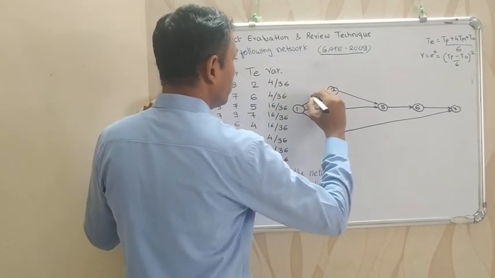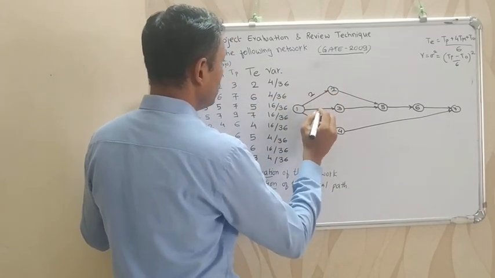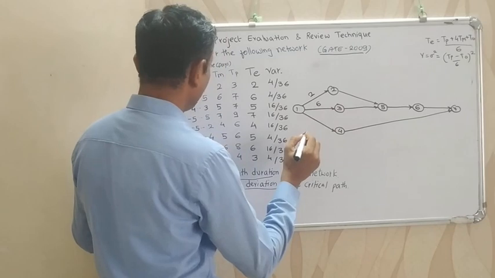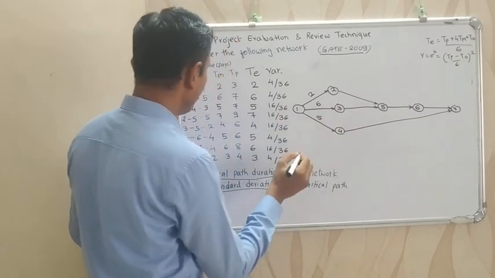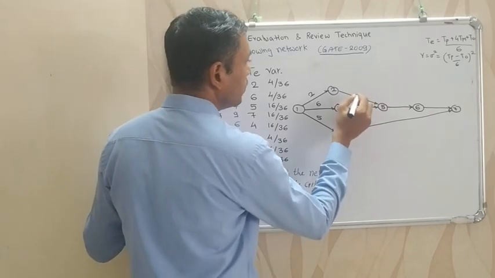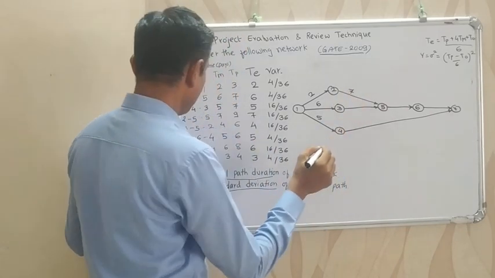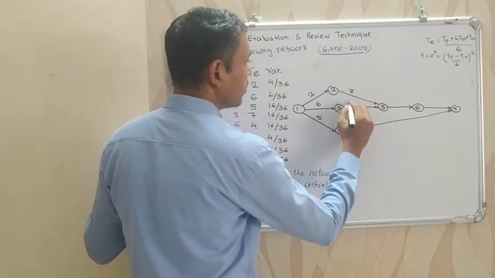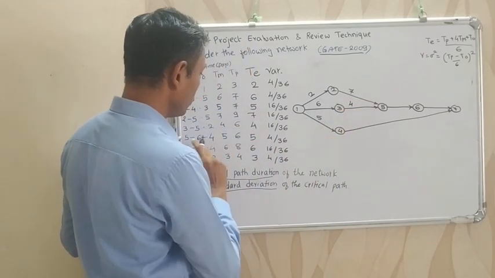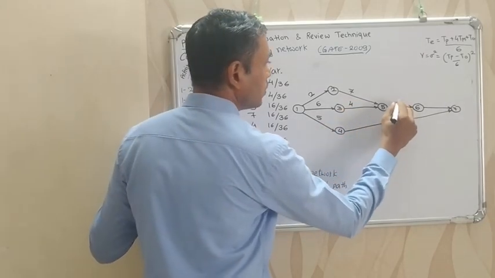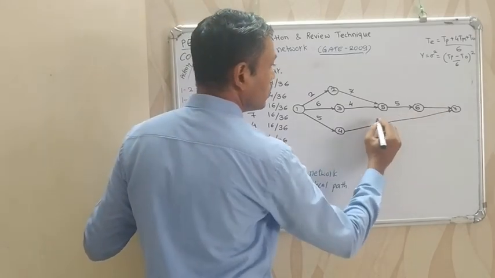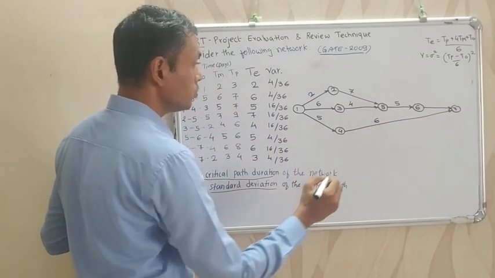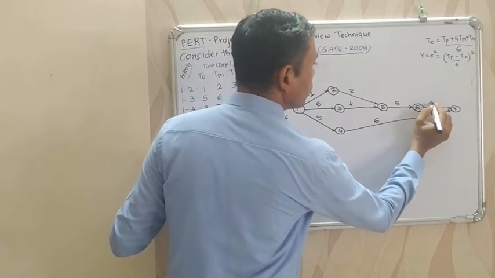So for 1 to 2 it is 2, 1 to 3 it is 6, 1 to 4 it is 5, 2 to 5 it is 7, 3 to 5 it is 4, 5 to 6 it is 5, 4 to 7 it is 6 and 6 to 7 it is 2.